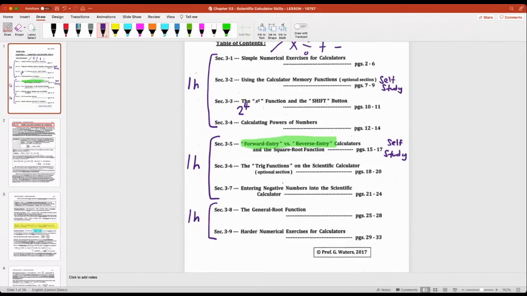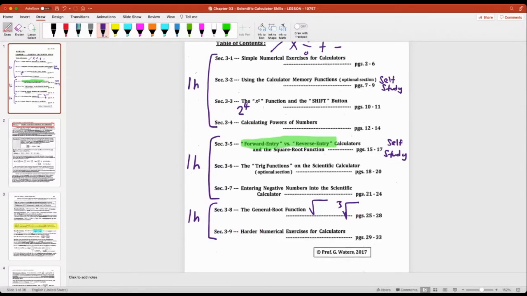Down here, we're going to talk about negative numbers, just how do you enter negatives, and also root functions like the square root, the cube root, or any root. And then just some fun stuff at the end, harder questions.